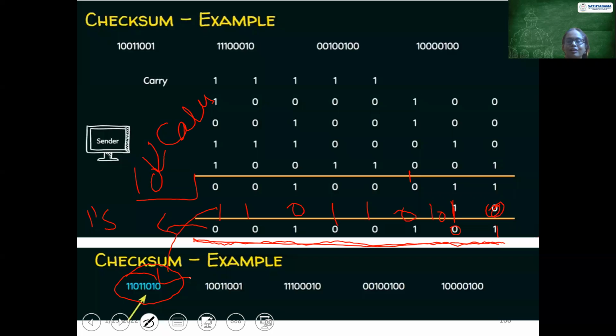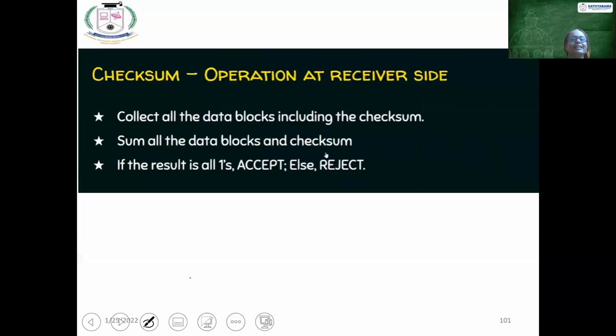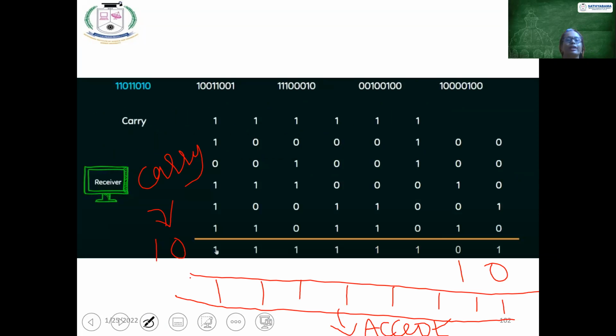Are you clear? Yes, ma'am. After this, now we have to go to which side? Receiver side. So on the receiver side, you just see this is my checksum value. Now I am performing all the additions. So here again, what is my carry? 1, 0. So I have to add that 1, 0. You just see all my bits are 1. Then automatically the checksum received is correct, and I have to accept the data.